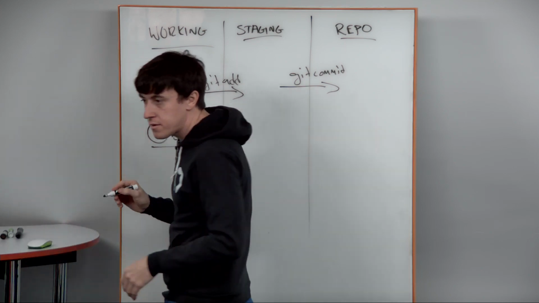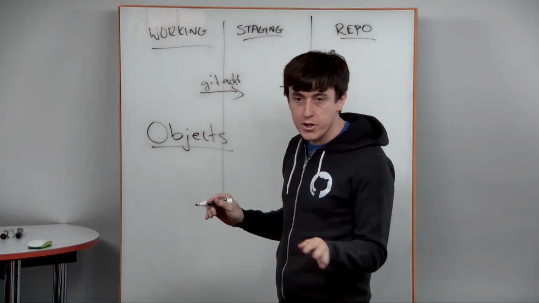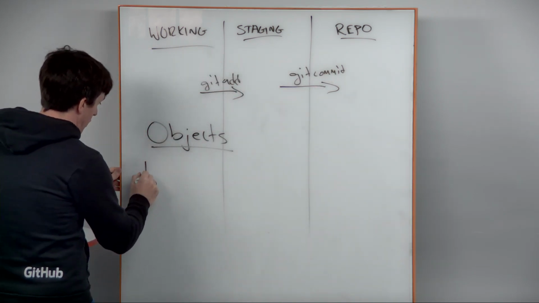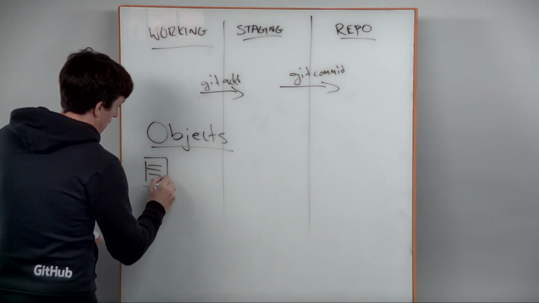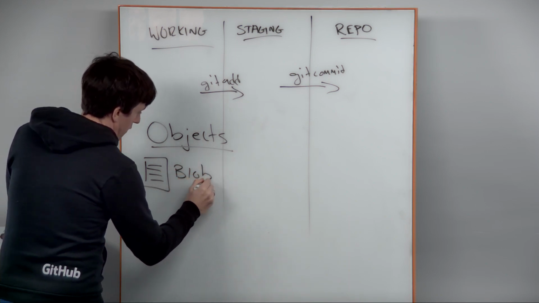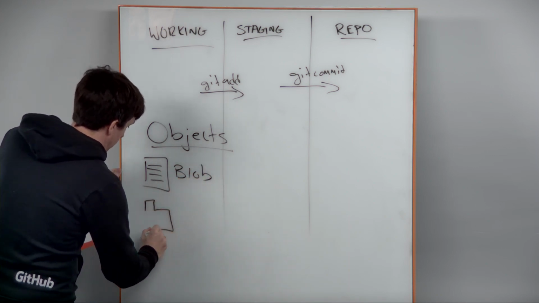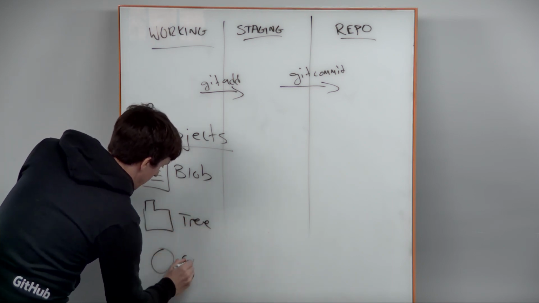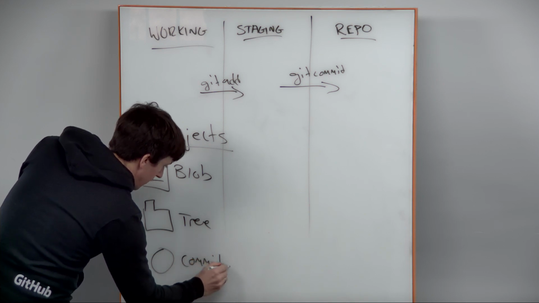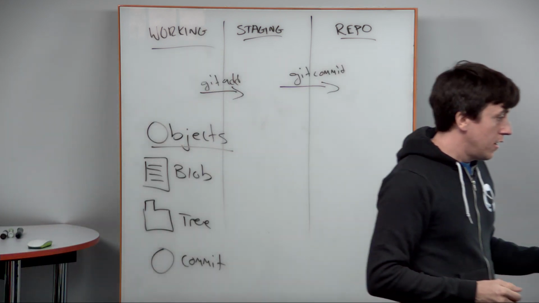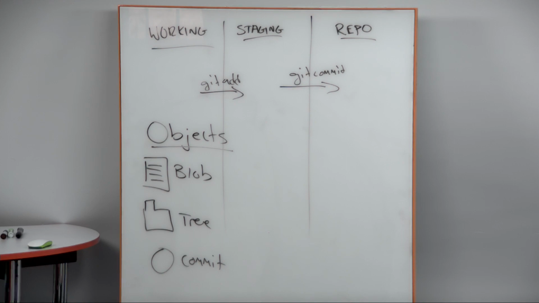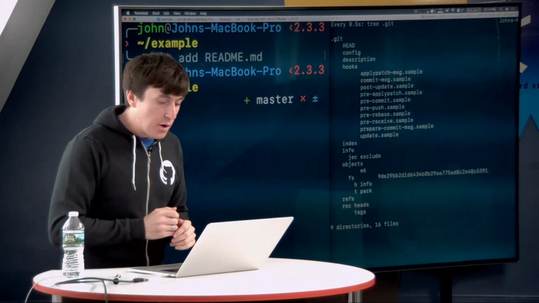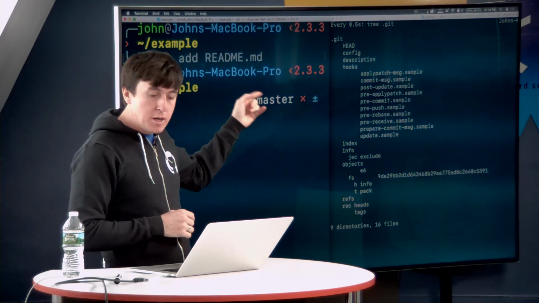There are 4 objects that Git stores. I'm only going to talk about 3 of them today, just for simplicity. But the first is called a blob. The second is a tree. And the third is a commit. The fourth object, if you're really curious, is an annotated tag, but we're just not going to get into that today. So when we did git add readme.md, what happened?